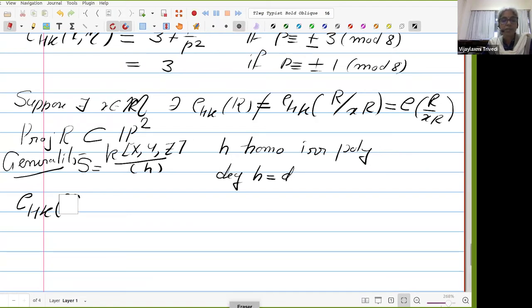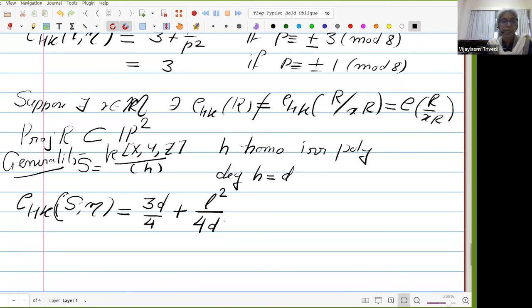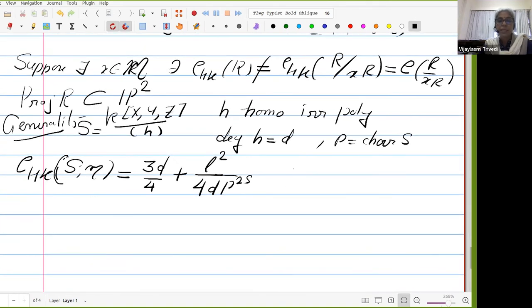So 3D mod 4 plus L square. I'll just explain all these terms. 4D, P2S, where P is the characteristic of S. So what are these? L is an integer. It's important. It's bounded by D minus D3. That's important. And S is also an integer. I'll explain the significance of this one.